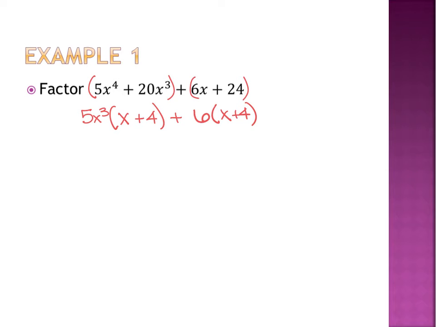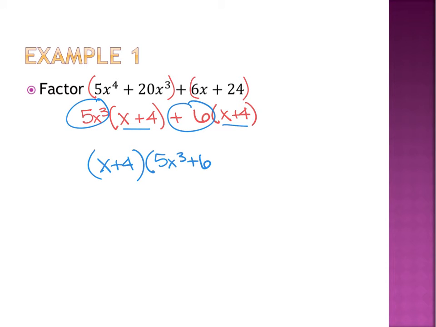Now again, I have to double check. I do have the same factor in both new groups, so that's going to be x plus 4. I'll pull that out up front. And then my next factor is going to be everything that's left over, which is the 5x cubed plus 6. I can't simplify x plus 4, and I cannot simplify 5x cubed plus 6, so these are my final factors of that polynomial.